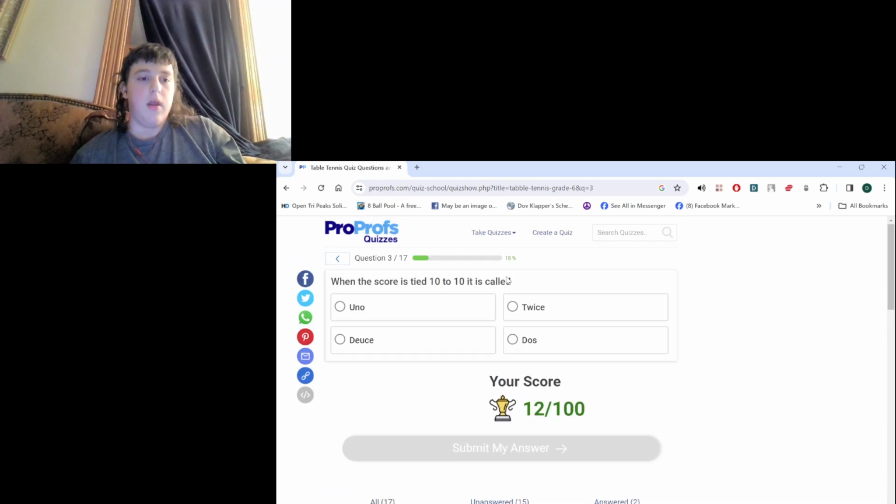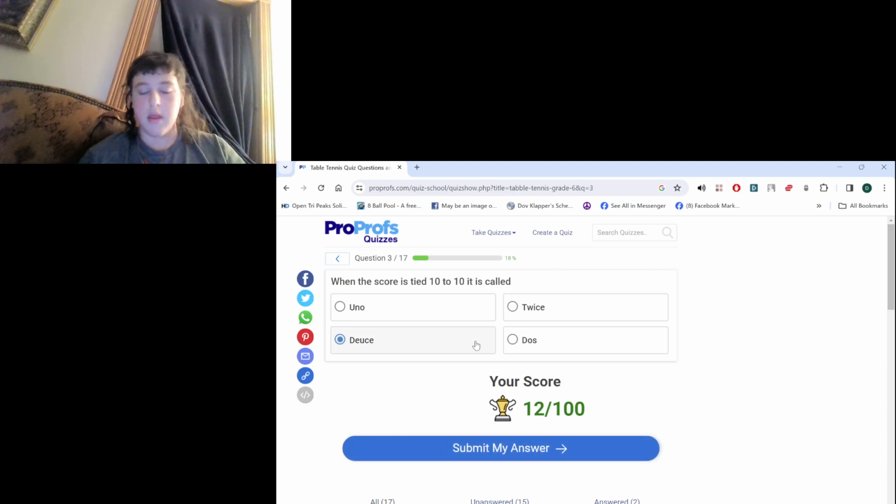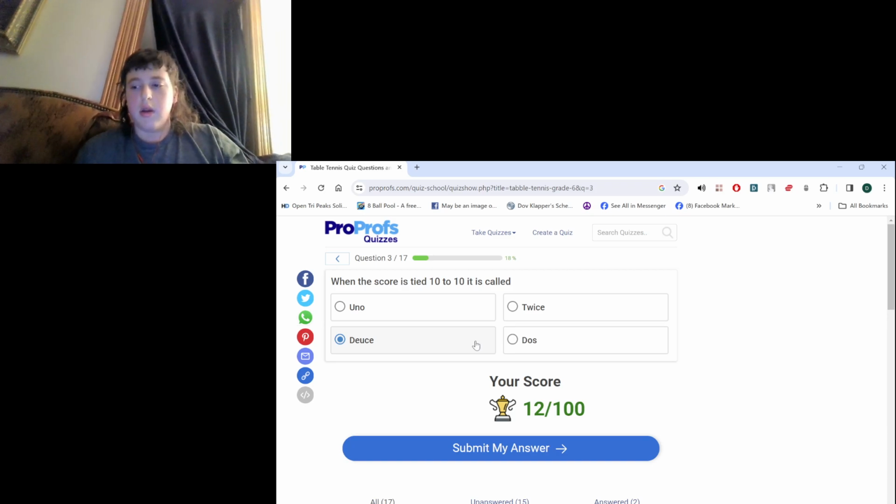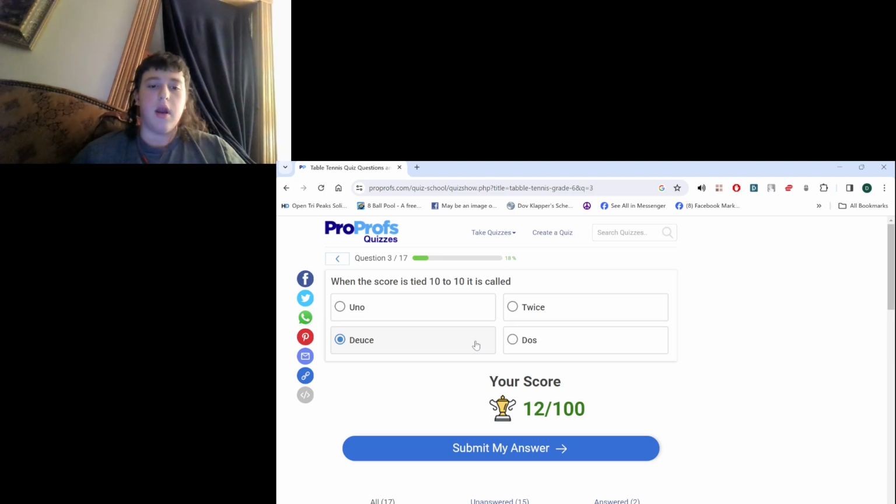What, and the score is 10 to 10. It is called deuce. This one is tied in table tennis. Games are played to 11, and the winner has to win by 2. So when you are at 10-10, it's called deuce. You are in a situation where the winning point has moved from point 11 to point 12.